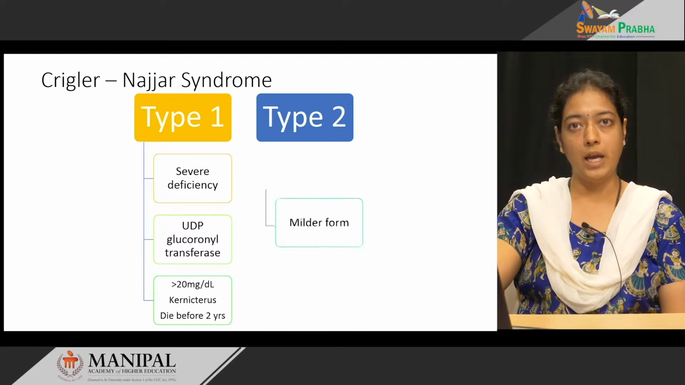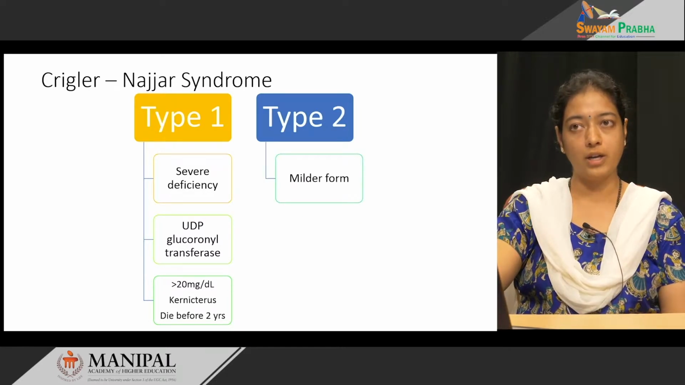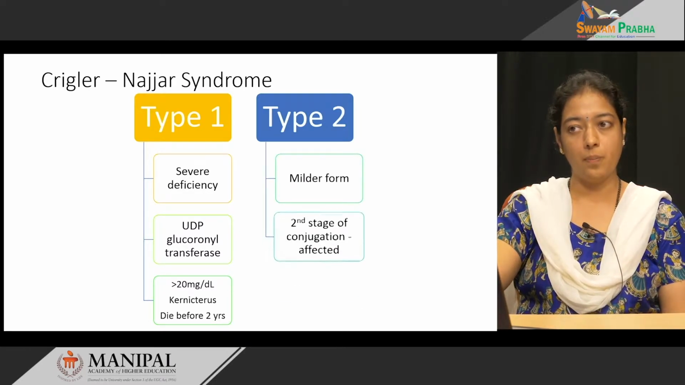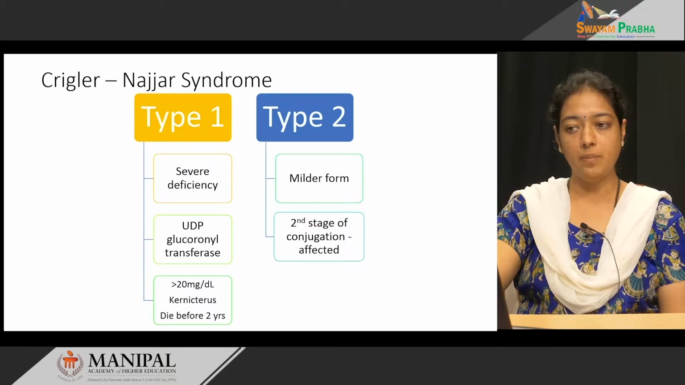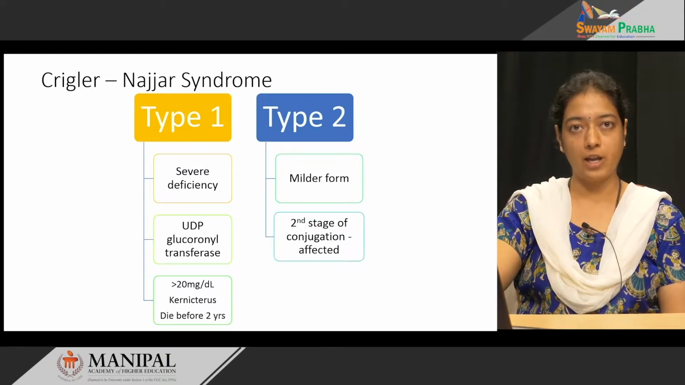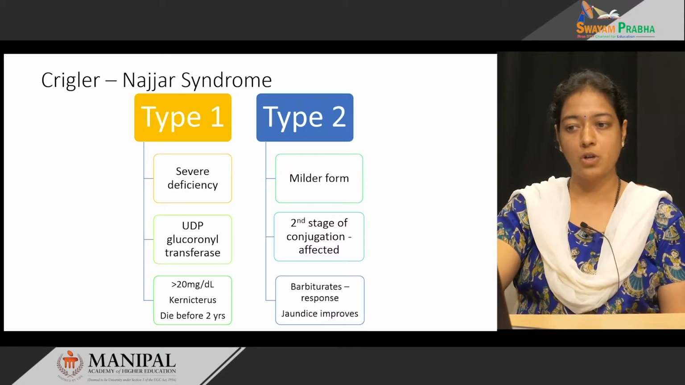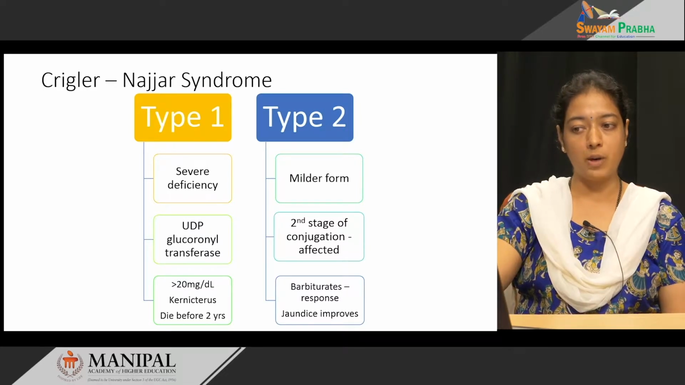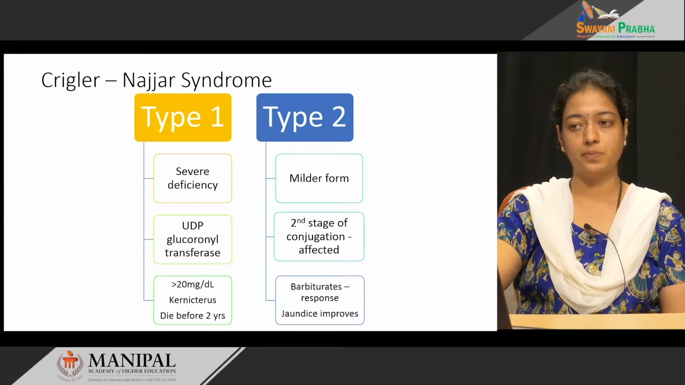In type 2, it is a milder form of Crigler-Najjar syndrome. Of the 2-step reaction of conjugation, only the second stage of conjugation is affected in these patients. So, if you treat with barbiturates, the jaundice improves. Type 1 is a very severe form, whereas type 2 is the milder form of Crigler-Najjar syndrome.